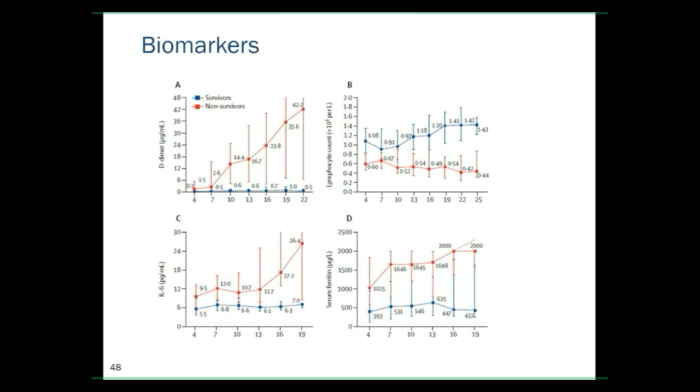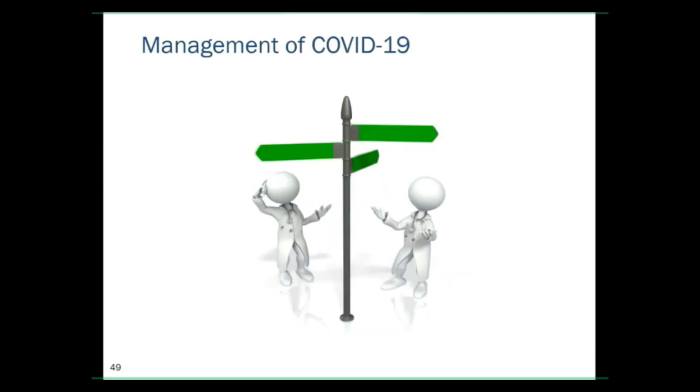dichotomize patients quite nicely into survivors versus non-survivors. As we can see, this is what happens with the D-dimer, a very important predictor and likely due to clotting activation. The lymphocyte ratio, patients get lymphopenia from T-cell dysfunction. IL-6 is a marker of cytokines, and again, your serum ferritin. So there's a very close dichotomy between survivors and non-survivors based on their inflammatory biomarkers.